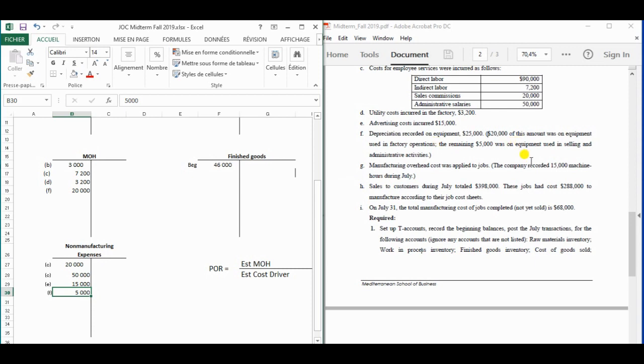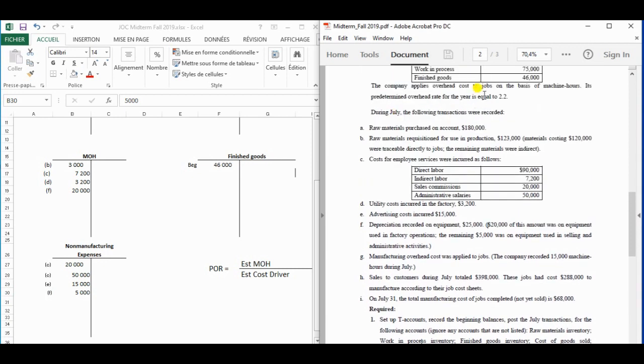Okay, next, manufacturing overhead cost was applied to jobs. The company recorded 15,000 machine hours during July, and we know that every machine hour will require $2.2 of manufacturing overhead. So the applied MOH is always recorded in the credit side of MOH.